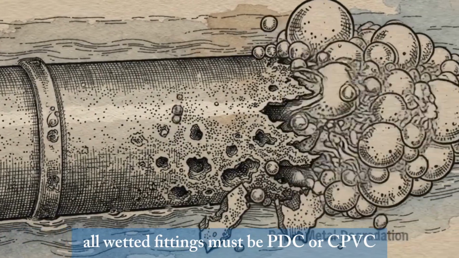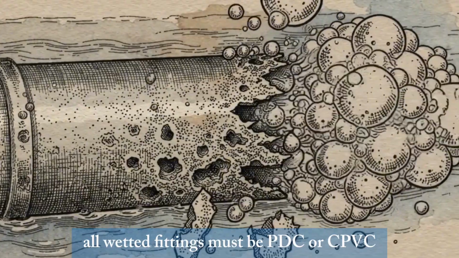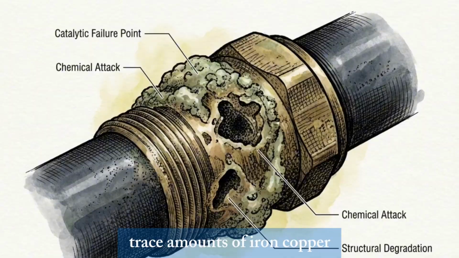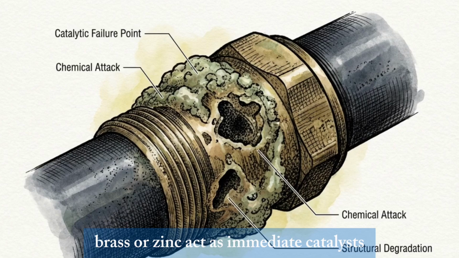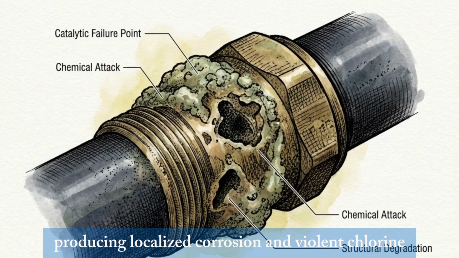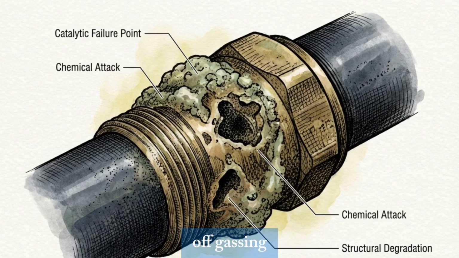All wetted fittings must be PVC or CPVC. Zero metallic parts are permitted in the fluid path. Trace amounts of iron, copper, brass, or zinc act as immediate catalysts. They trigger rapid hypochlorite decomposition, producing localized corrosion and violent chlorine off-gassing.